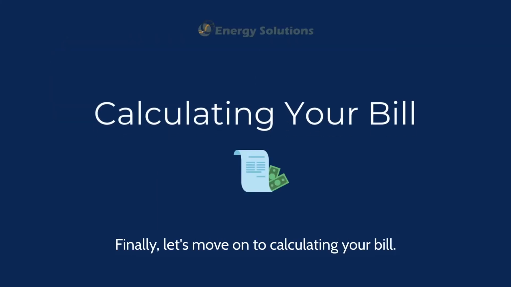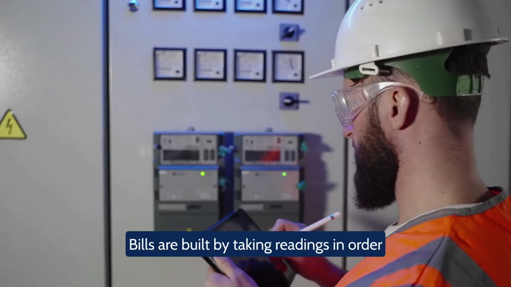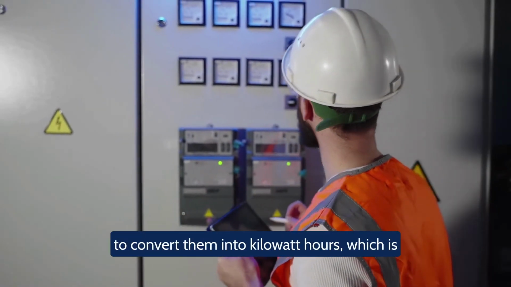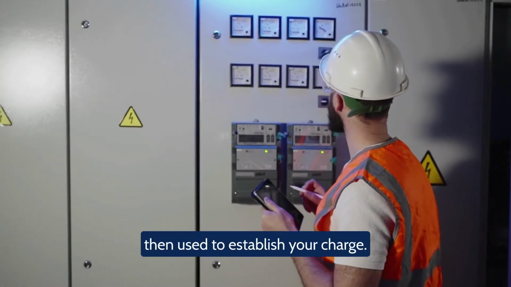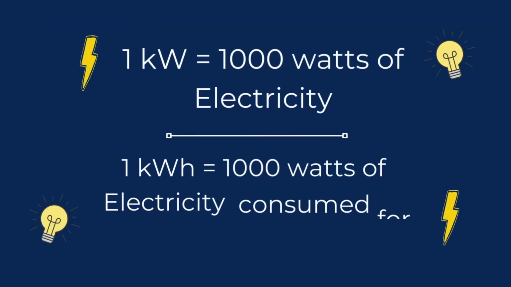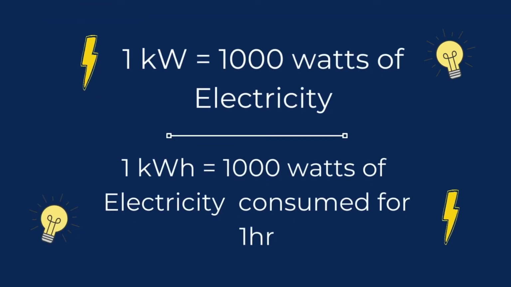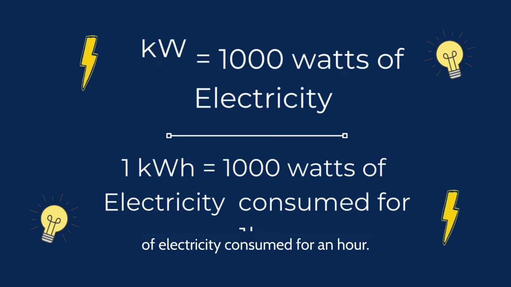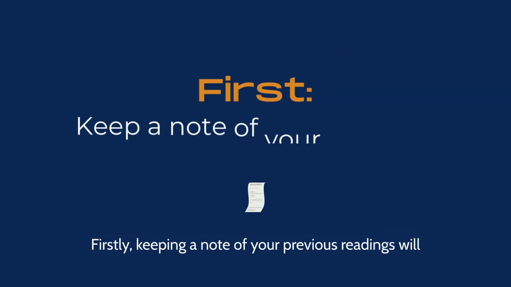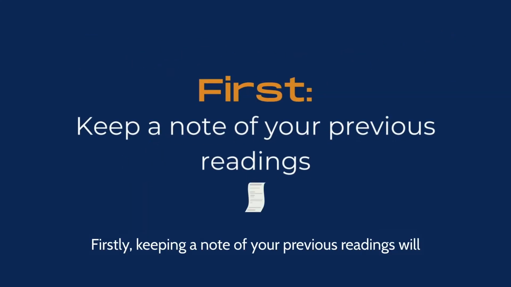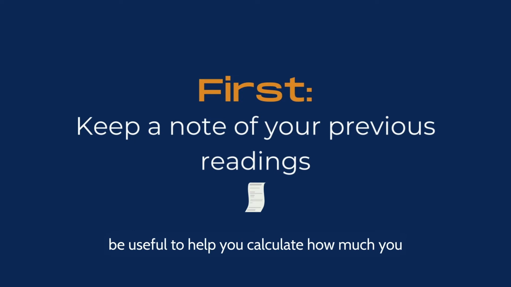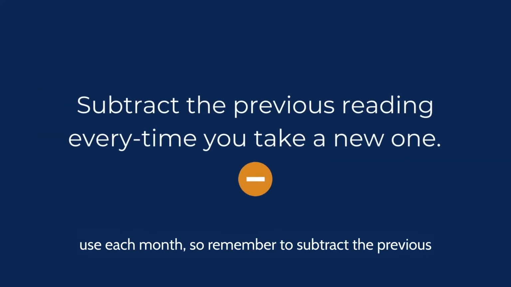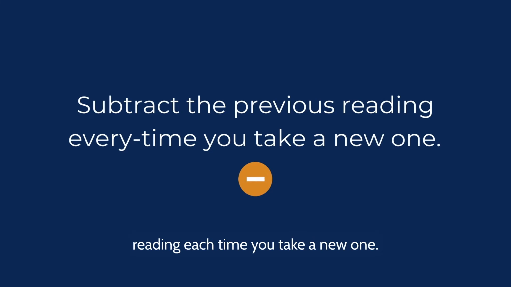Finally, let's move on to calculating your bill. Bills are built by taking readings in order to convert them into kilowatt hours, which is then used to establish your charge. A kilowatt is 1,000 watts of electricity, and a kilowatt hour is 1,000 watts of electricity consumed for an hour. Firstly, keeping a note of your previous readings will be useful to help you calculate how much you use each month, so remember to subtract the previous reading each time you take a new one.